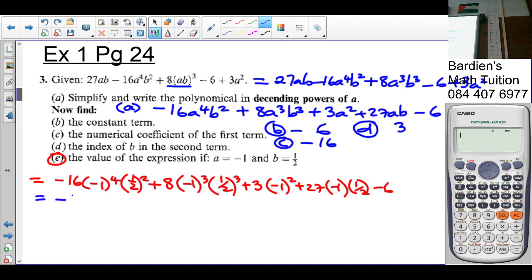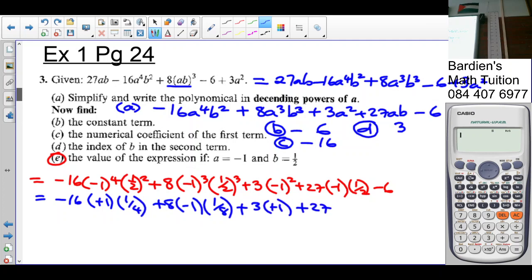So let's look at the first term. So it's -16. -1 to the exponent 4 will be +1. What is a half to the 2? 1 over 4. So half times half, no? Plus 8 into -1 cubed, which is -1. 1 over 2 cubed is 1 over 8, yes, well done. Plus 3 times -1 squared, which is +1. Plus 27 times -1 times a half, minus 6. I could have simplified that second last term earlier. I'm just going to carry on here.